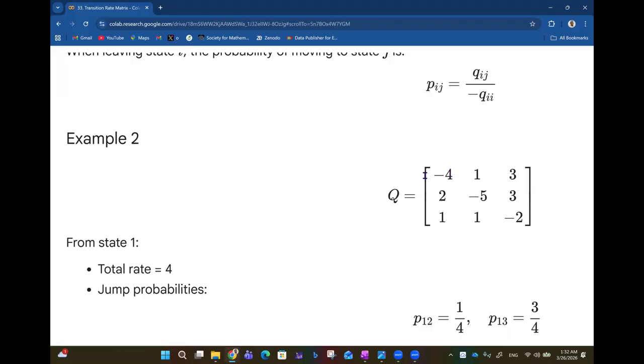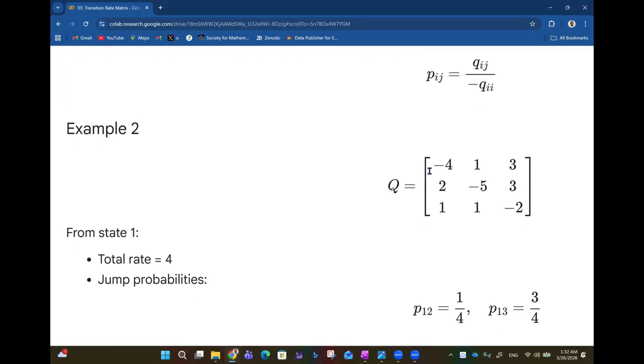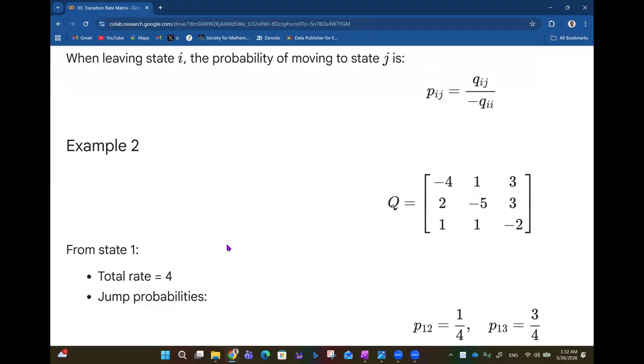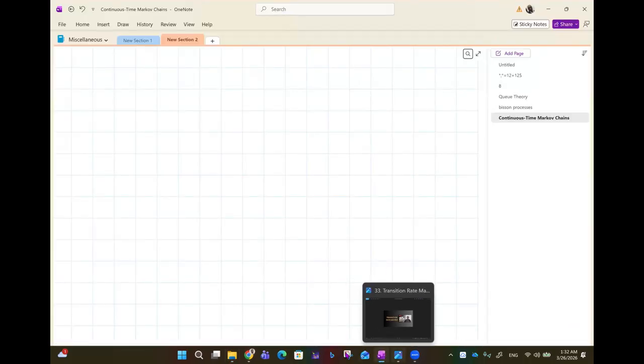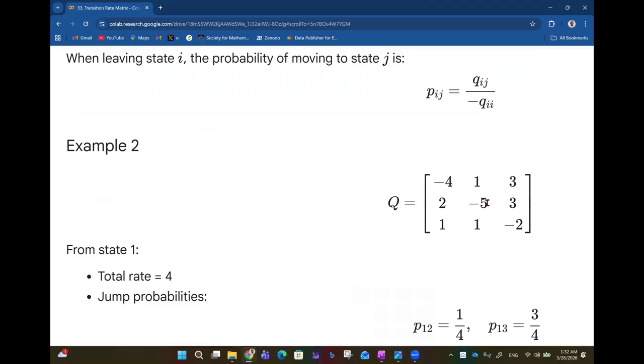For P13, moving from state 1 to state 3, that means Q13, which is 3, all over minus Q11, which is still minus 4. So that's 3 over 4 right there. So for state 1, the total rate is 4. For state 2, the total rate will be 5. And for state 3, that's minus 2, which is 2.